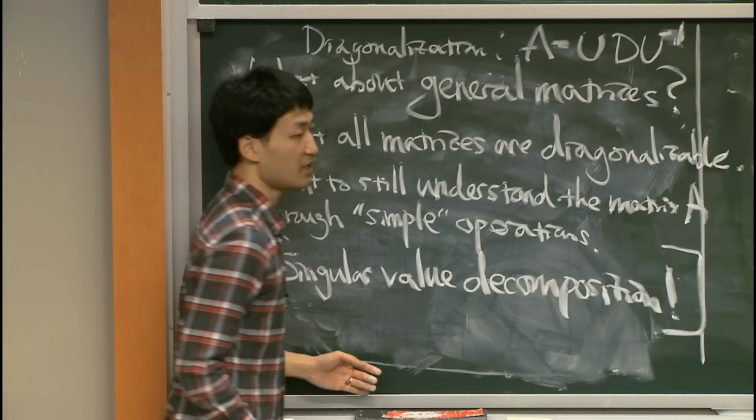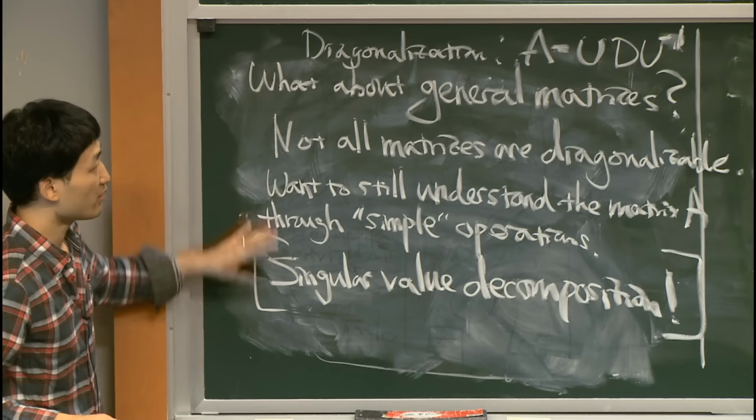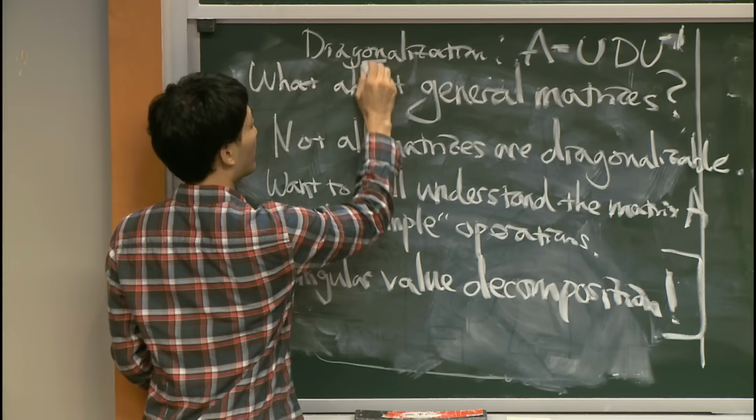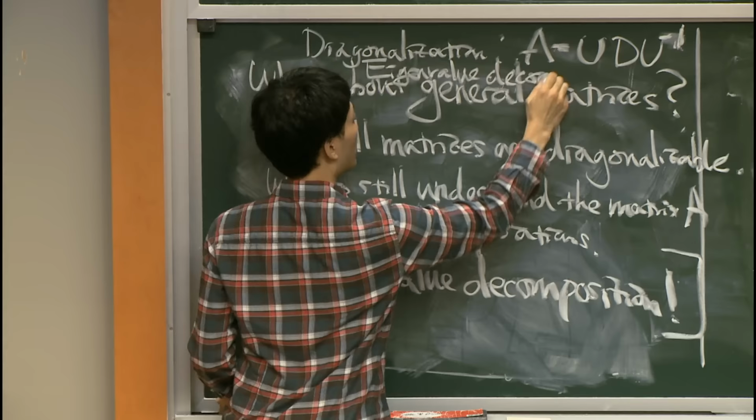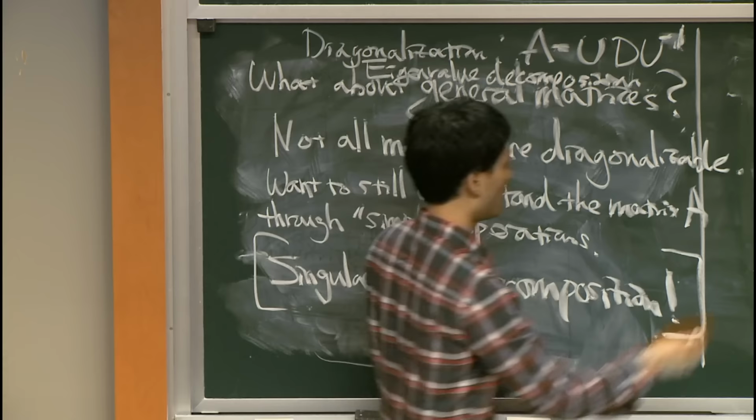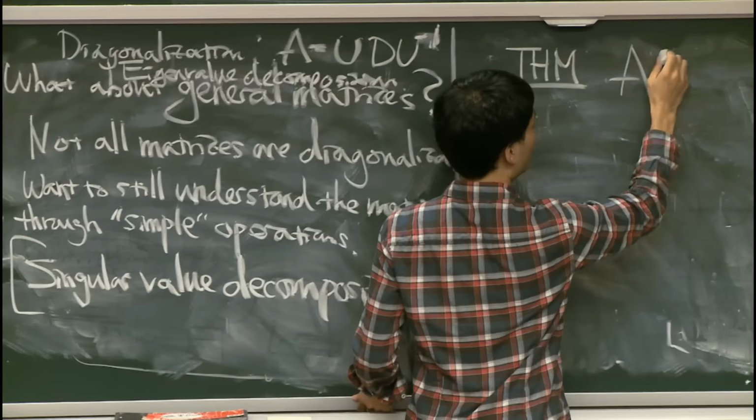So this will be our second tool for understanding matrices. It's very similar to diagonalization, or in other words, what I call eigenvalue decomposition, but it has a slightly different form. So what is its form? A theorem. Let A be an m by n matrix.